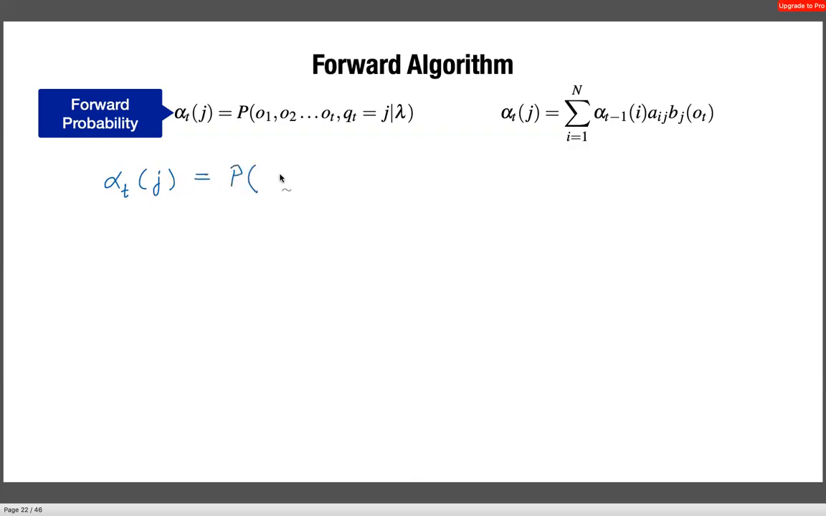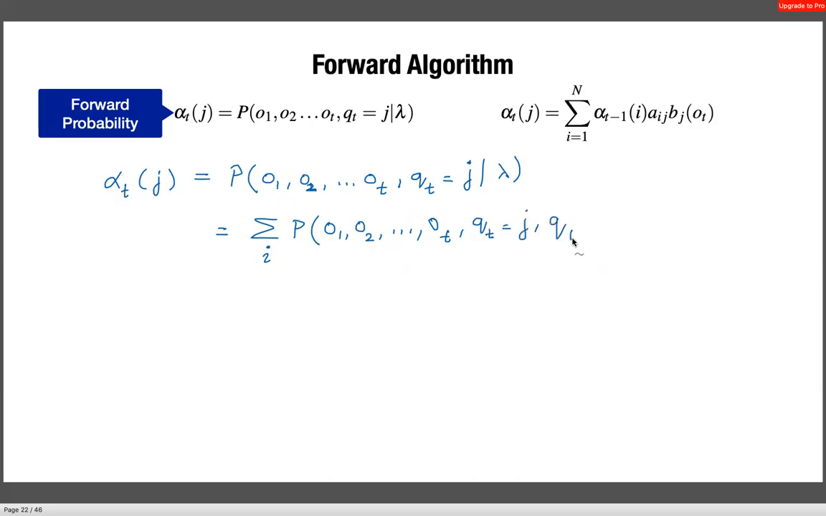You're saying that this is the probability of O1 to OT, comma QT equal to J, given lambda. You can write this as a summation over I of the probability of O1 to OT, QT equal to J, comma QT minus 1 equal to I. This is conditioned on lambda, but I'm just going to drop the given lambda. Assume that it holds in all the following expressions as well. Here I'm just summing over all the possible states in the previous time step.